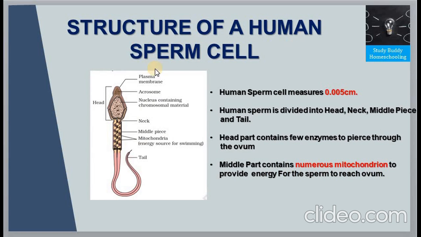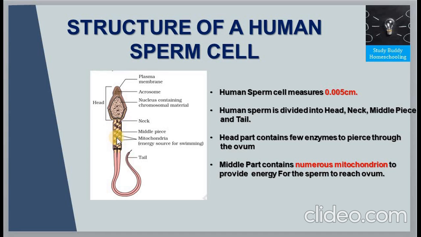Now let's see the structure of a human sperm cell. This is how a human sperm cell looks like. It has a head-like structure, and there's a neck here and the middle piece. The head-like structure contains lots of enzymes, which is also called as acrosome. This acrosome has lots of enzymes for it to pierce through the ovum or the egg cell. And there is this nucleus which contains the DNA from the males. And you have the neck here, and there's this middle part full of mitochondria.